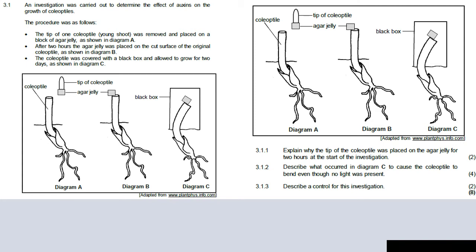3.1.1. Explain why the tip of the coleoptile was placed on the agar jelly for 2 hours at the start of the investigation. 3.1.2. Describe what occurred in diagram C to cause the coleoptile to bend even though no light was present. 3.1.3. Describe a control for this investigation.